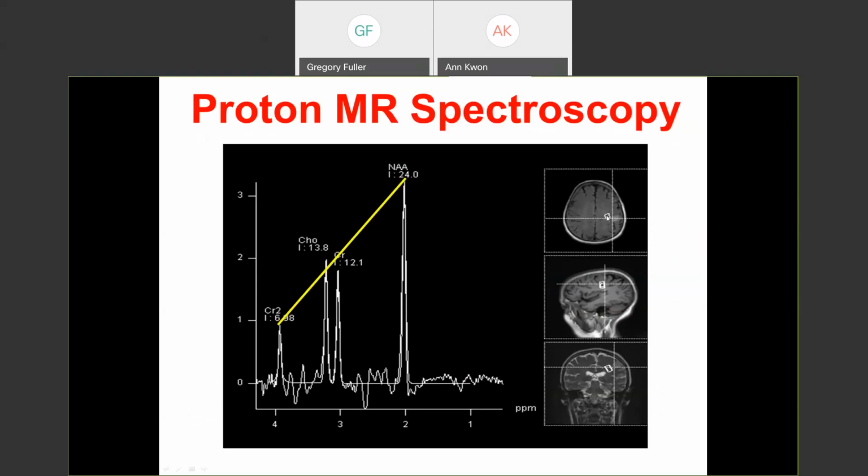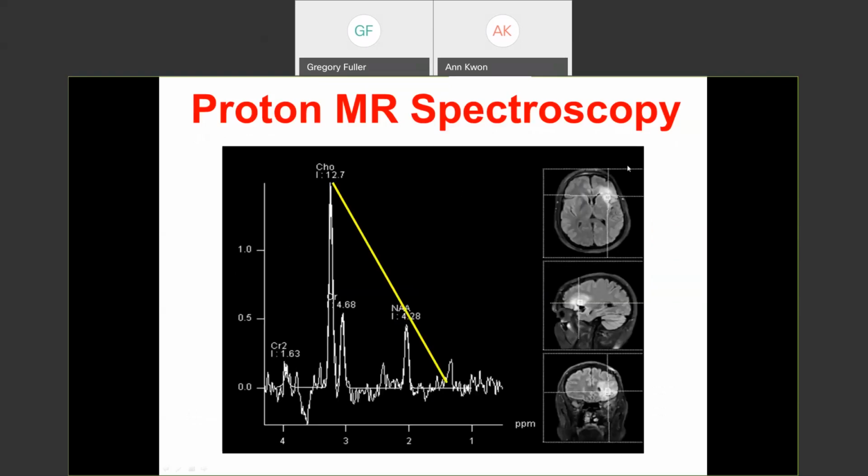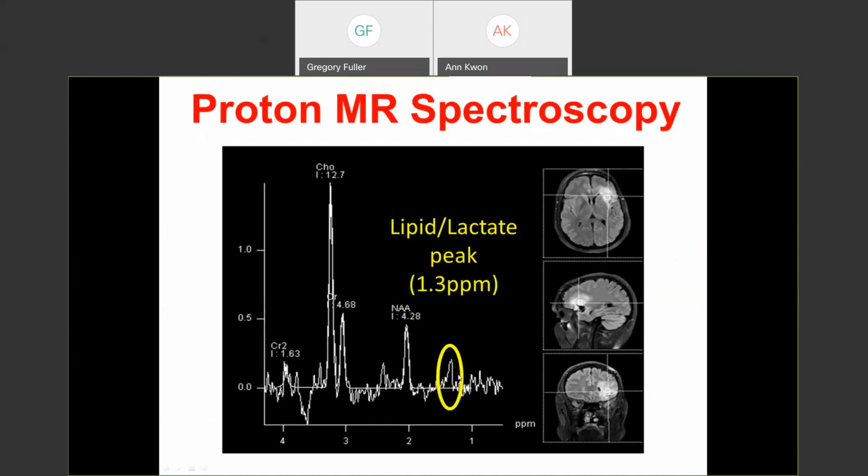You can see where the voxel is just to the side of the lesion. Here's the voxel right in the lesion. Look at the elevated choline. NAA is down, and as a bonus, there's actually a lipid lactate peak right here, about 1.3 ppm. This is always the way that these metabolites are mapped out.